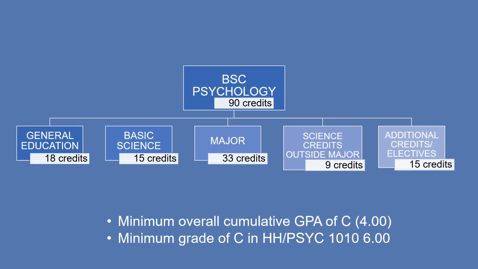In addition, you need to achieve a minimum grade of a C in Psych 1010 in order to continue as a psychology major. This chart is a visual representation of the components of your degree. We will review this chart again later in the presentation.